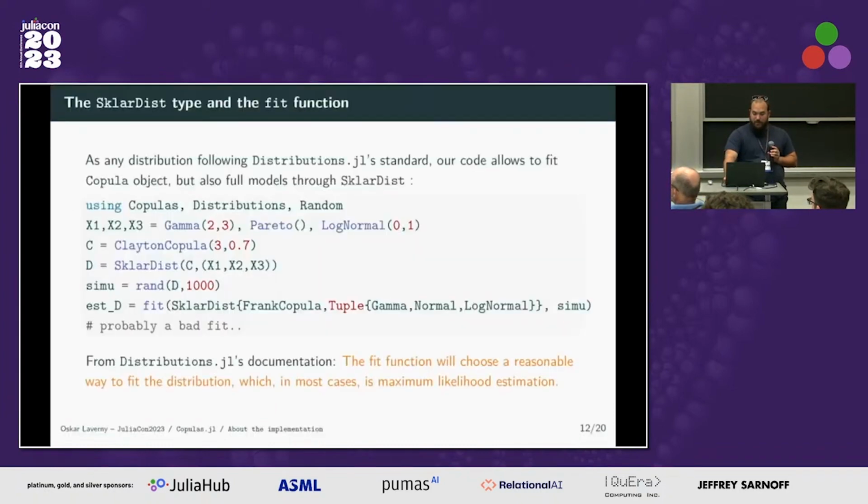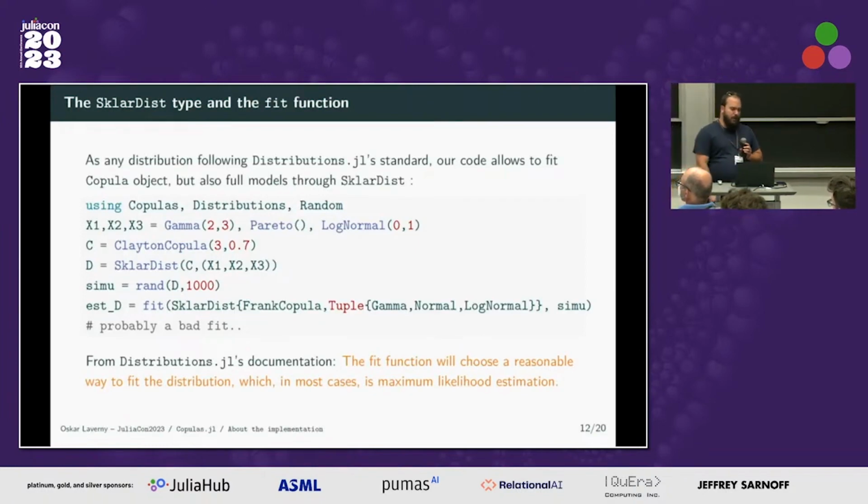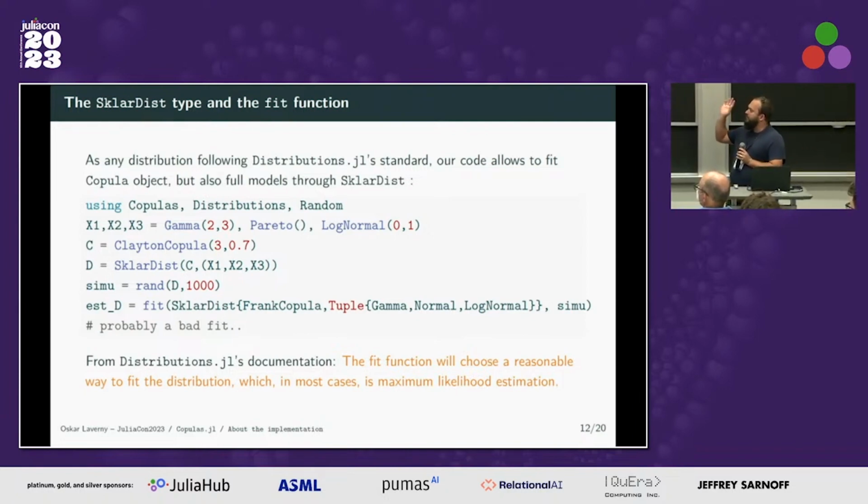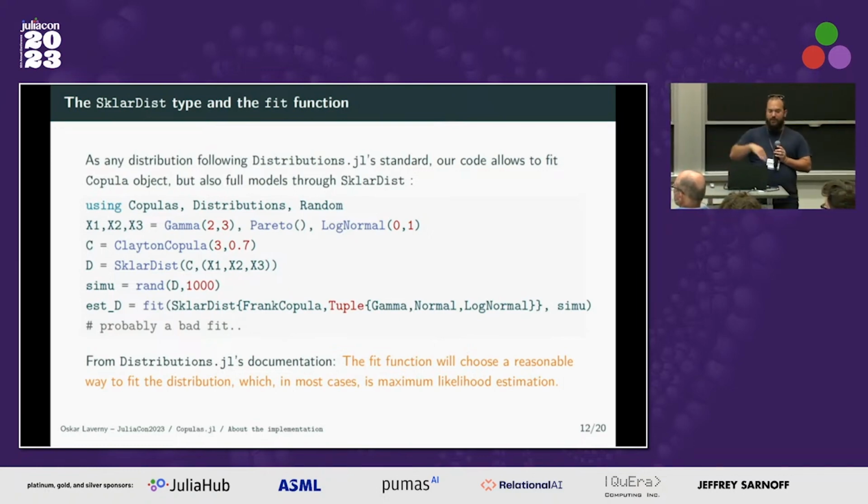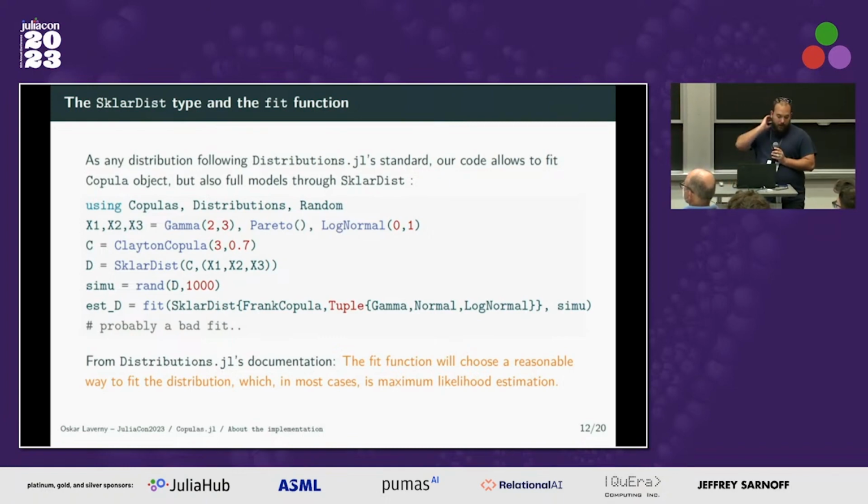So yeah, let's try to talk a little more about the implementation. In the package, we have a thing called the Sklar dist and the function fit that allows you to do what's on the blackboard. I just load the packages. I define the distributions for the marginals. I define C as being a given copula. And then the Sklar dist constructs the vector D that is just applying Sklar's theorem, which has as dependence structure the copula C and as marginals x1, x2, x3. I can then sample it like you'd sample anything from Distributions.jl. It's a proper continuous random vector from Distributions.jl.